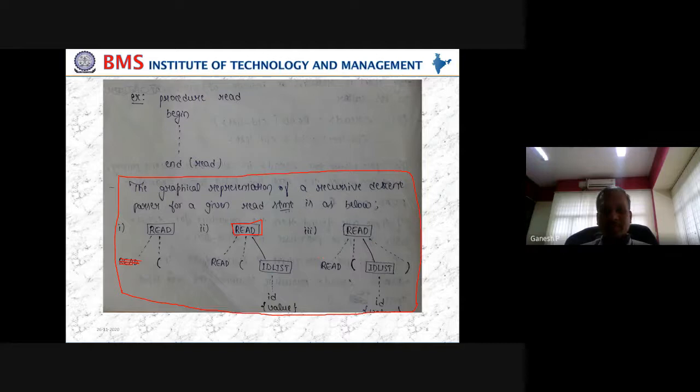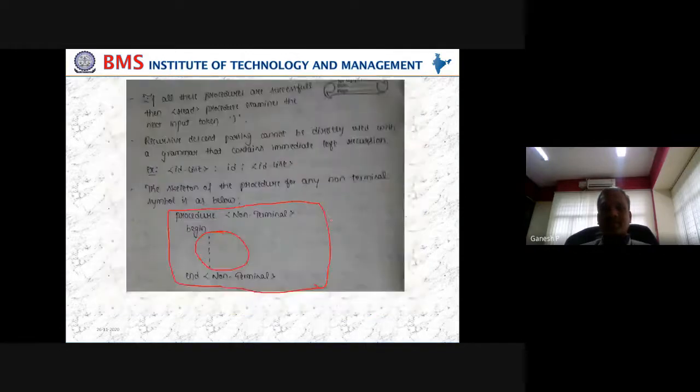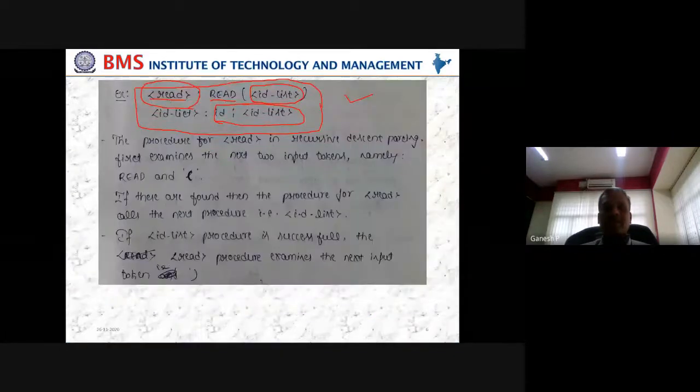Similarly, in the third diagram, we have a right parenthesis coming into the picture, and both put together constitute our read statement, which is as per the definition here. Read can be defined as a capital read, left parenthesis, right parenthesis, and ID list.